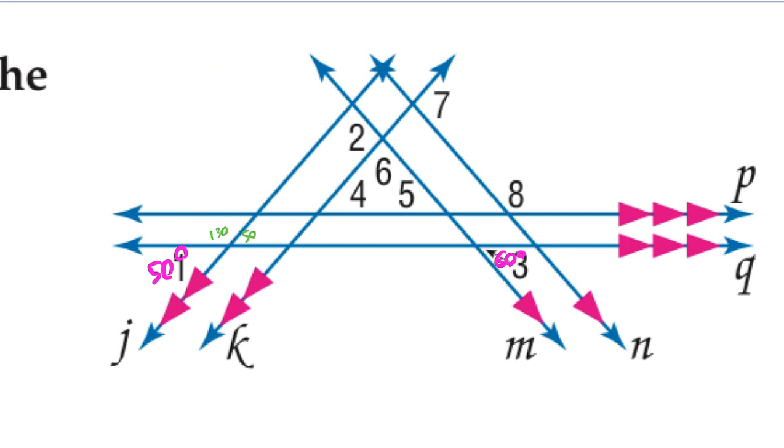This is 50. This is 130. Oh, these are parallel here. So I know along the same transversal, this is the same intersection. So 130, 50, 130, 50.